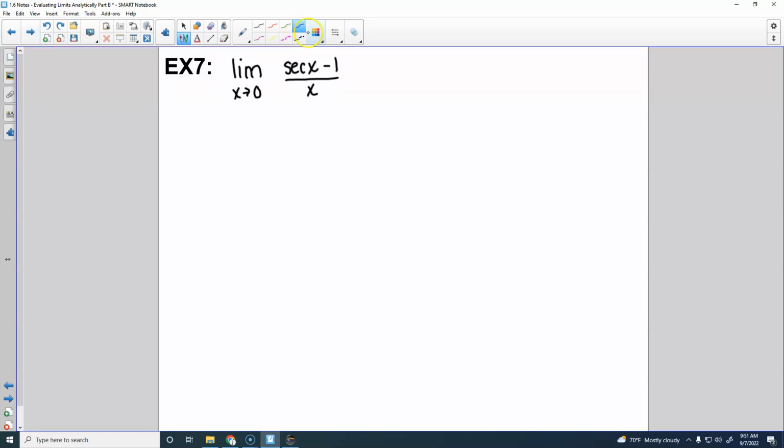Secant. What is secant? Somebody remind me, what does secant equal? Because I know we're not going to be able to do this problem with secant. 1 over cosine. So there's another trig identity popping up there.